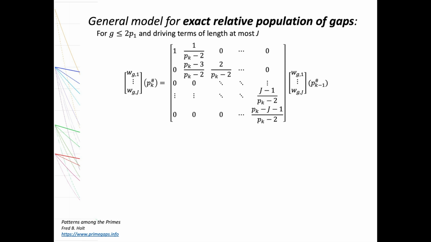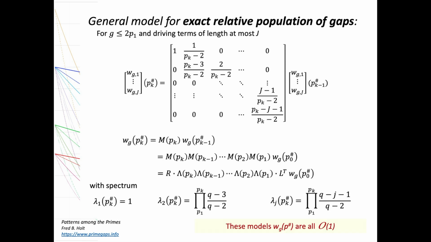It's the same banded matrix. On the main diagonal, we now have a 1 in the upper left corner, then prime minus 3 over prime minus 2, all the way down to that lower right corner. On the super diagonal, we have that 1, 2, 3 up to capital J minus 1, all divided by prime minus 2.